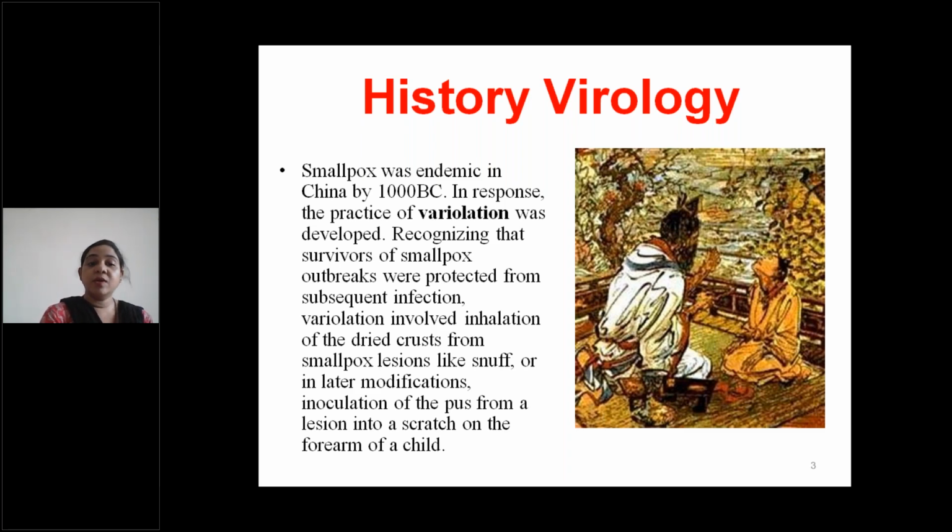Recognizing that survivors of smallpox outbreaks were protected from subsequent infection, variolation involved insufflation of dried crust from smallpox patients like snuff, or a later modification, inoculation of pus from a lesion into a scratch on the forearm of a child. So smallpox was studied long back, and it led to the practice of variolation.